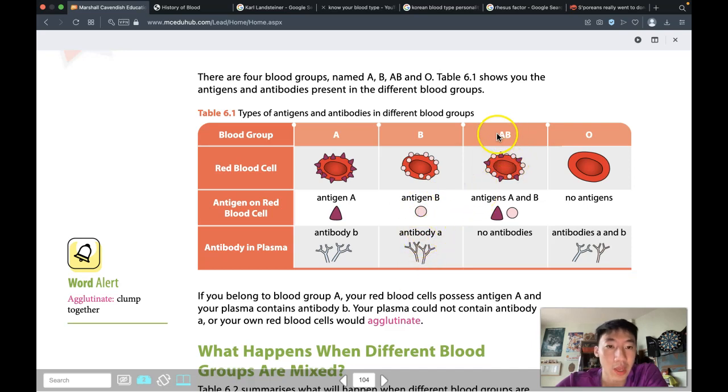For a person with AB, he has antigens A and B on his red blood cells, but he has no antibodies in his plasma. And a person with blood group O has no antigens on his red blood cells, but he has antibodies A and B. Okay.